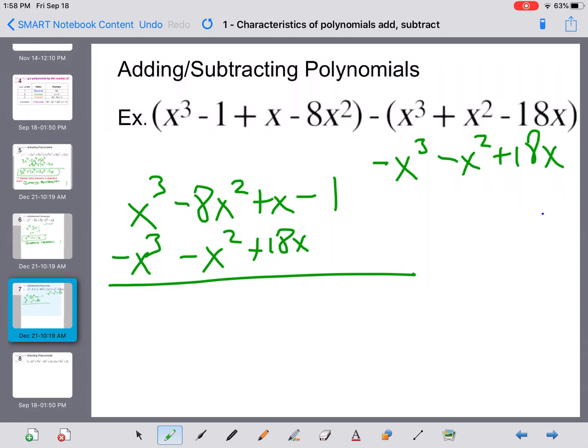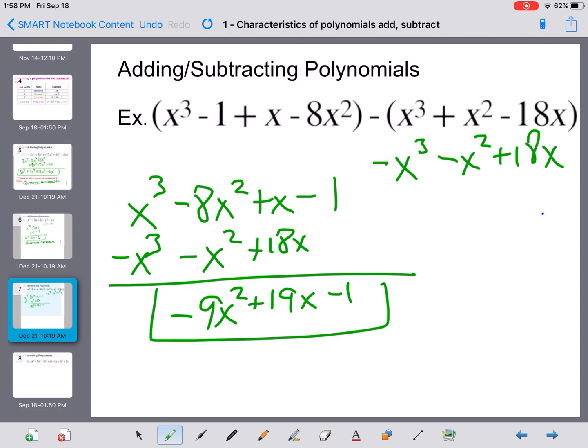These two are going to become 0x to the third, and 0x to the third is just going to be 0, so they're going to reduce to 0, or cancel is another word to say. Then we have minus 8x squared and minus x squared, so we're going to get minus 9x squared. 18x and x will combine to be 19x minus 1. So from there we would end up with that as our final answer, and that is a quadratic, because it is second degree, trinomial.